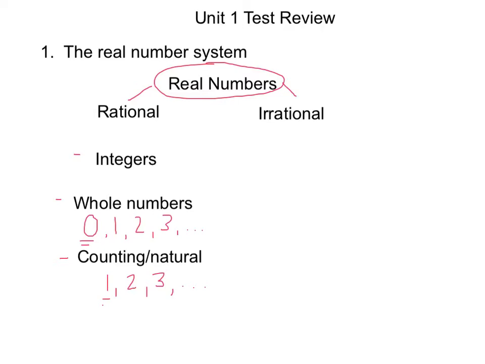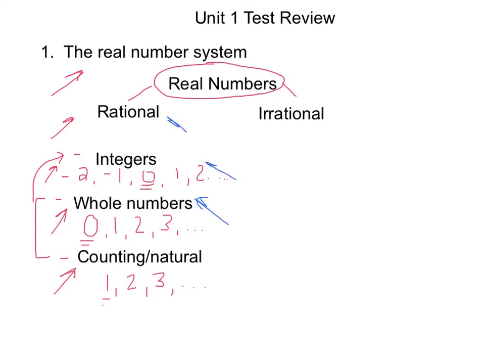Integers, again, are going to include both whole and counting, however, they're also going to include negative numbers. So for example, -2, -1, 0 is in there, etc. So we can see if a number is counting, here at the bottom, it is also whole, it is an integer, it's rational, and it's real. So it kind of works its way up. If it's an integer, it's going to be rational and it's going to be real. If it's whole, it's going to be an integer, rational, and real.